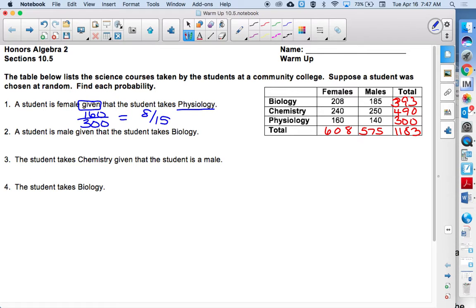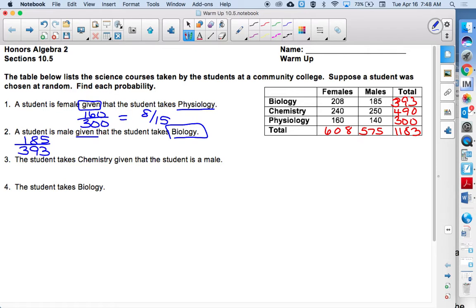So the second one, we have a student is male, given that the student takes biology. So Mackenzie Myers, what do you have for that probability? And that number would be 393. So 393 people taking biology. How many of those are males? 185. Does that reduce? No, does not reduce.